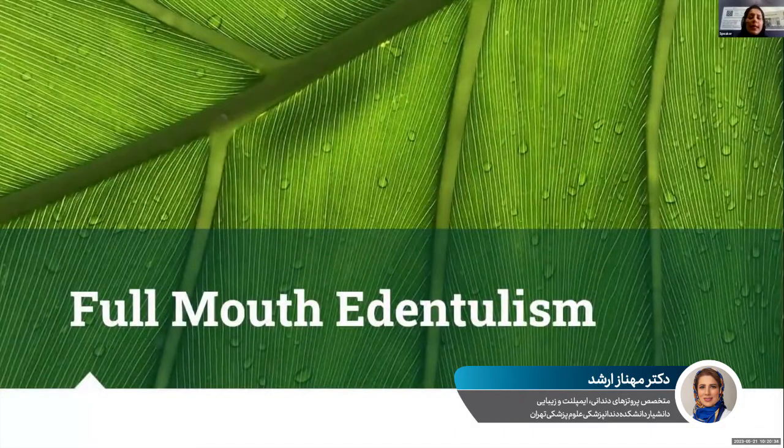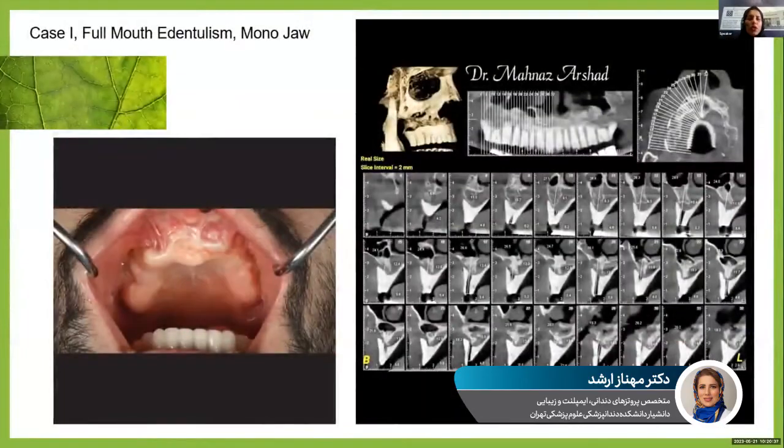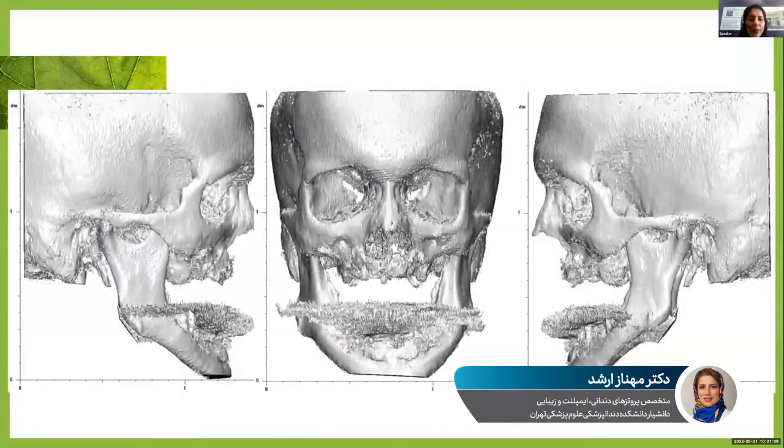Another case is a full mouth edentulous patient who previously had some endosseous implants, and then the implants failed, and he lost all of his bone, and he was just 25 years old. He's so depressed because he doesn't have any teeth. So we decided to make subperiosteal implants for him. You see the 3D CTs of him.